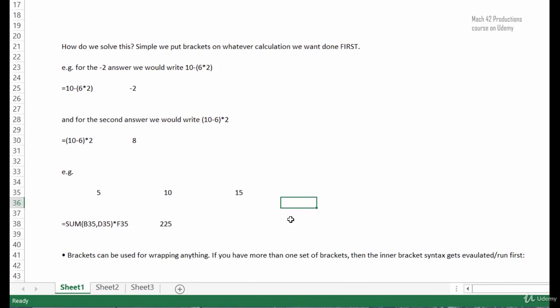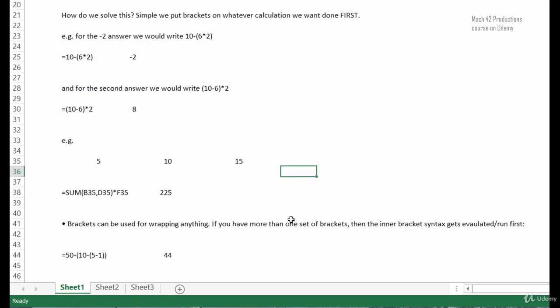And if you have more than one set of brackets, then it's the inner bracket set which always gets evaluated first. To give an example, here I've written equals 50 minus brackets 10 minus brackets 5 minus 1, close bracket, then close bracket. And we get an answer of 44.